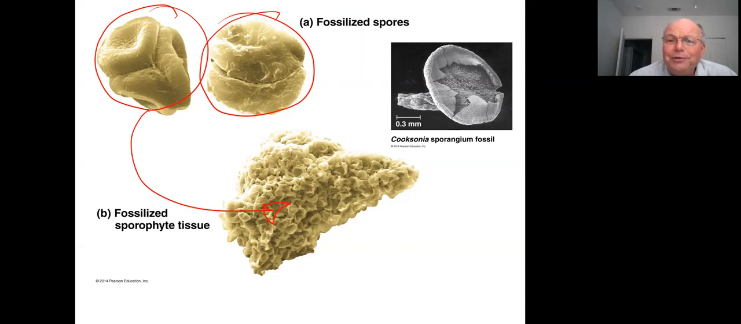So we're pretty confident that the Cooksonia fossils that we have represent a sporophyte of a plant, but exactly where in the life cycle this occurs is not entirely clear. So it may be bryophyte, it may be lycophyte. We'll be looking at both of those today.